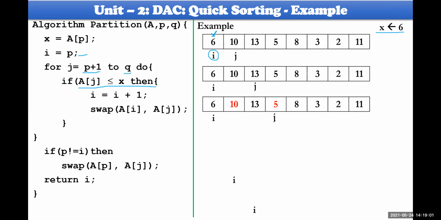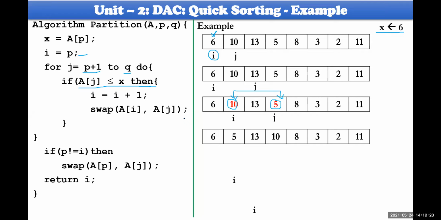Next, in this way, a of j, that is 5. 5 is less than or equal to 6. Yes, it is true. Therefore, i will be moved to the next position, i equal to i plus 1. And then you have to swap whatever elements are represented in red color. So this particular element and this particular element will both be swapped together. This value will be here, this value will be here.